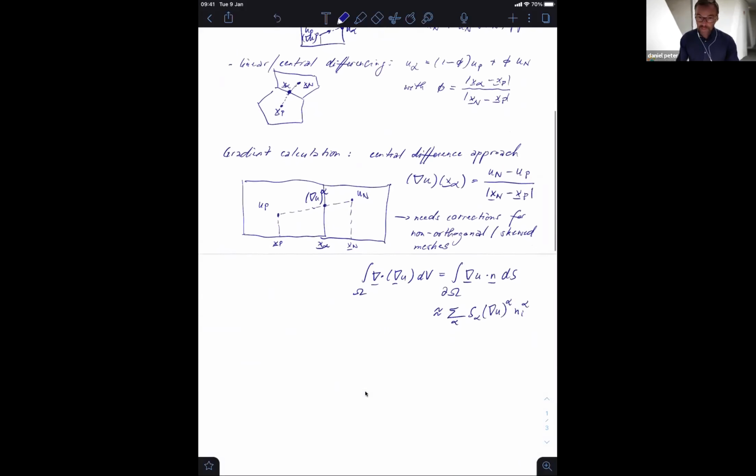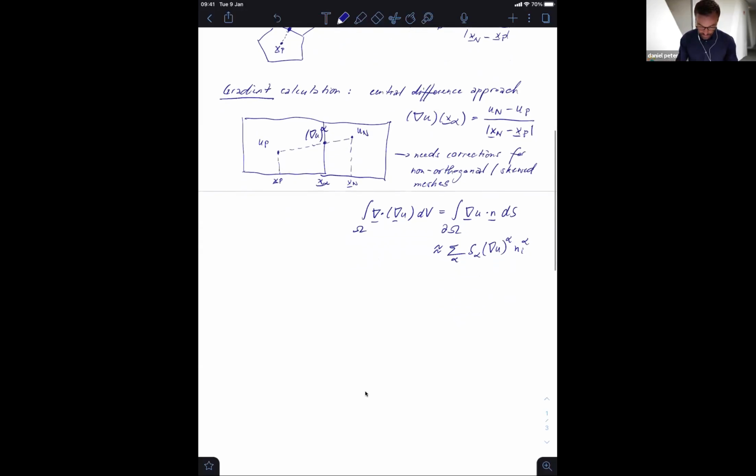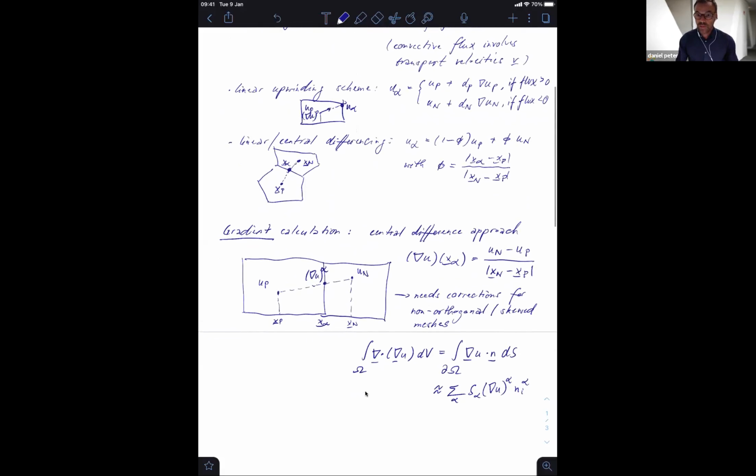Here it is slightly different for the gradient. So we want to know what the gradient value would be at the face. And the simplest approach is this central difference approach, similar to the central differencing above for U. Here we just figure out what the gradient would be, taking the neighboring value into account. This is the most simple scheme. But for linear upwinding, you see, for example, gradients are needed at the cell centroids P and N.